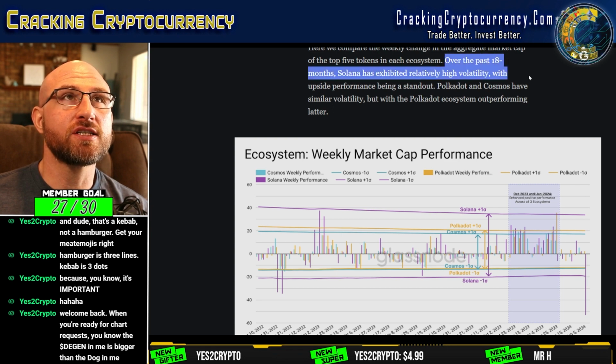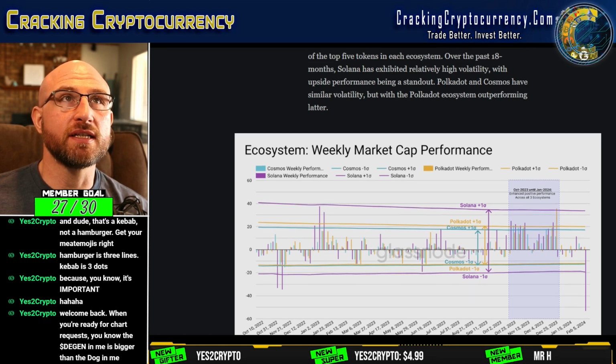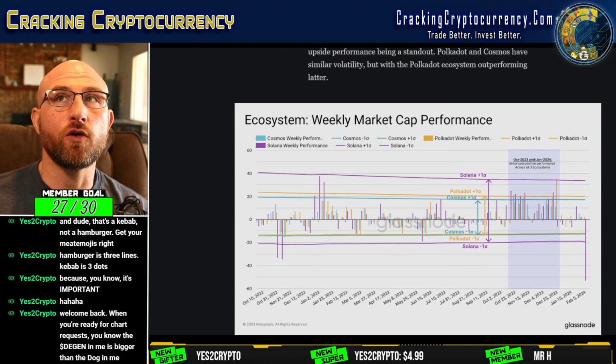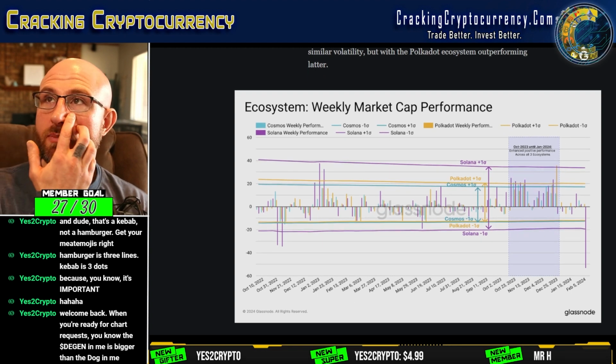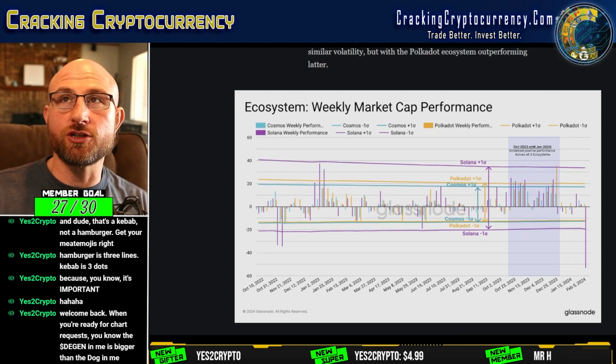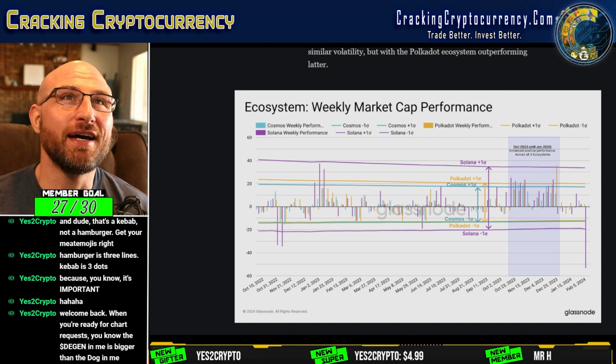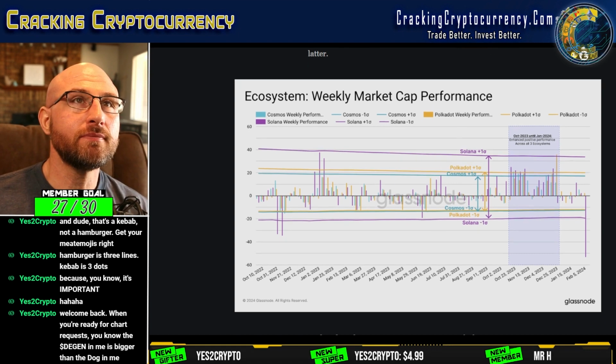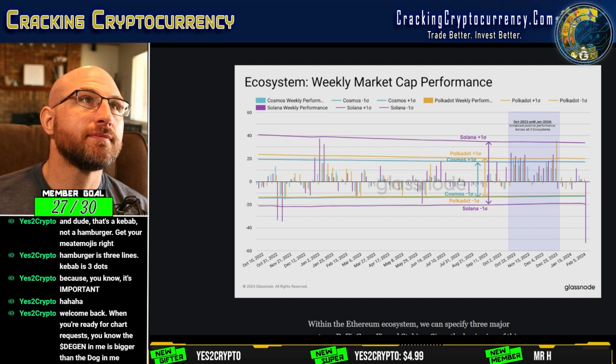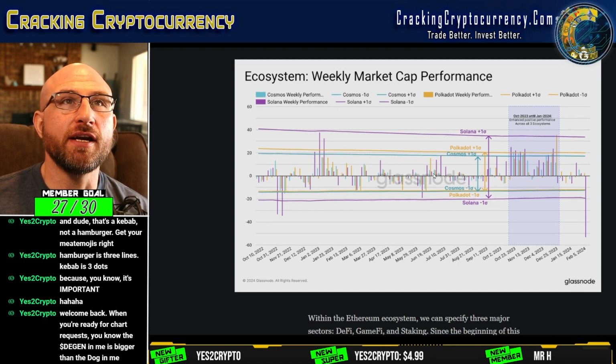Over the last 18 months, Solana has exhibited relatively high volatility, with upside performance being a standout. Polkadot and Cosmos have similar volatility, but with the Polkadot ecosystem outperforming the latter. This is kind of why you guys have heard me be very dismissive about Polkadot over this last year, because I'm just very disappointed with their team. Their marketing team sucks. Their initiatives team sucks. And they're not growing, right? Okay. So here, we can see the volatility and we can see the overperformance of Solana relative to Polkadot and Cosmos.